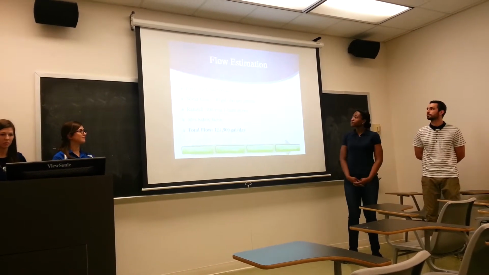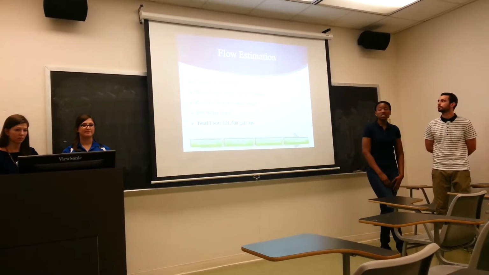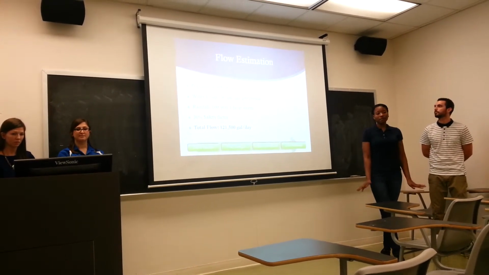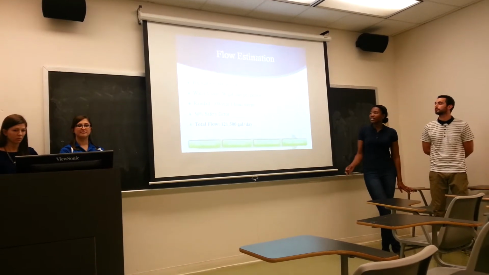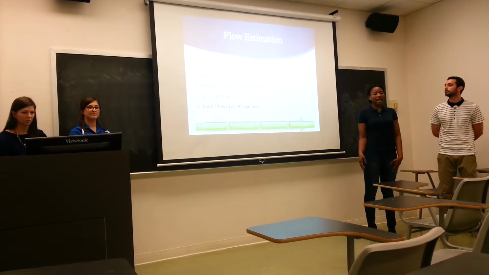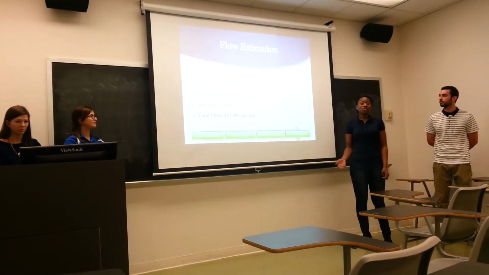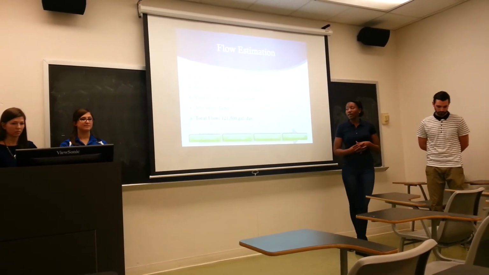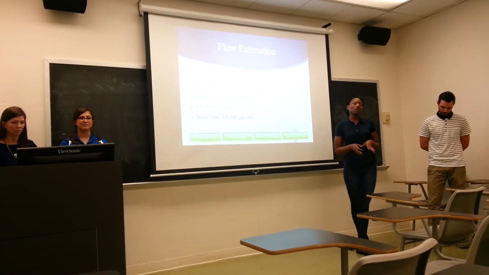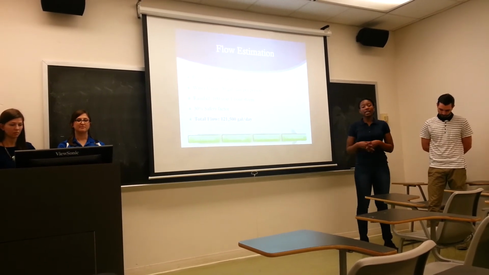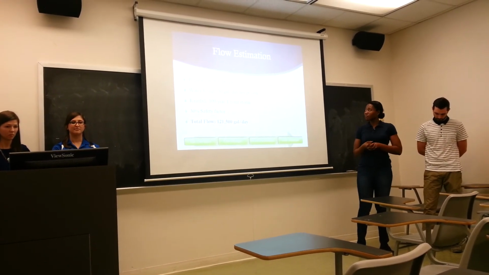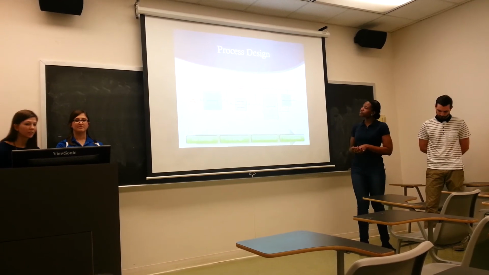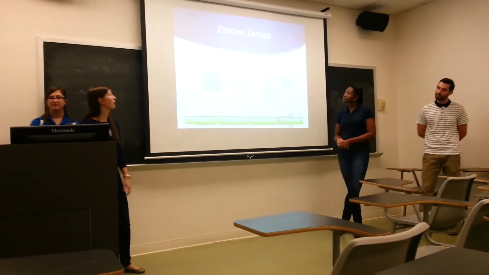So for our flow information, the town of Zacapa, Honduras has about 400 people living there, and for their water usage, it's about 30 gallons per day per person. So including the rainfall in the calculations, as well as about a 30% safety factor, the total flow will be about 121,500 gallons per day in that particular area. So this is a large-scale process flow diagram.